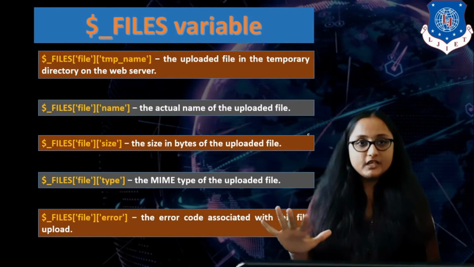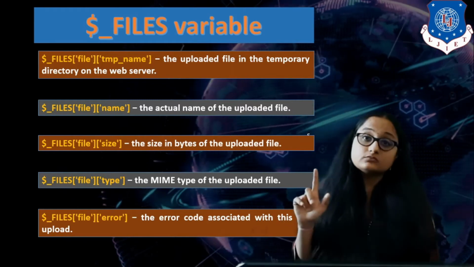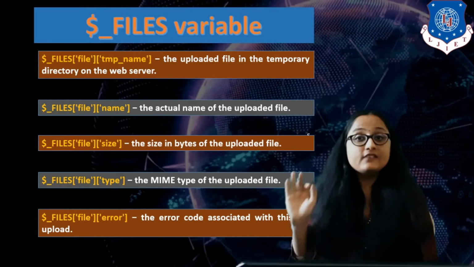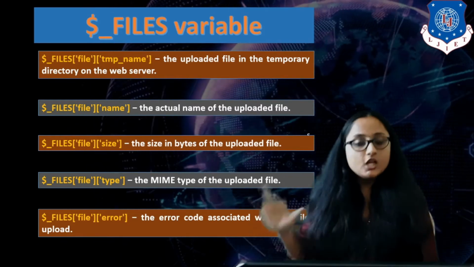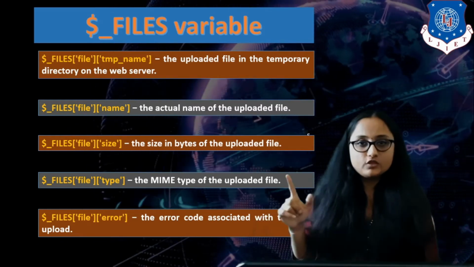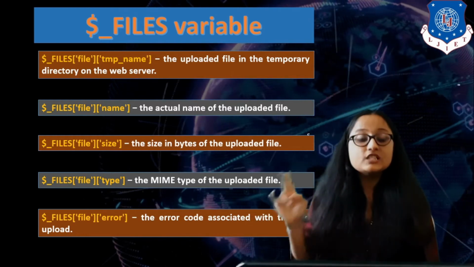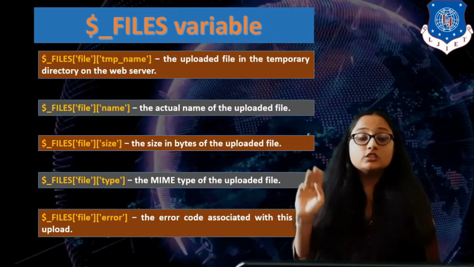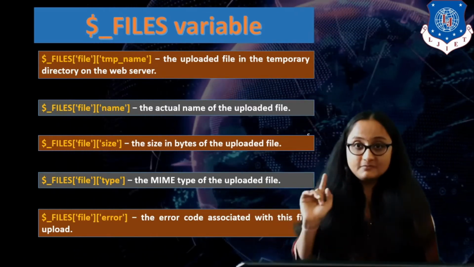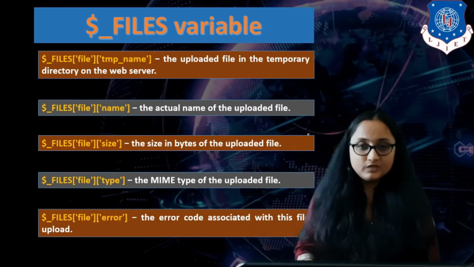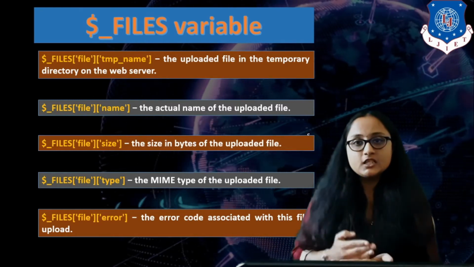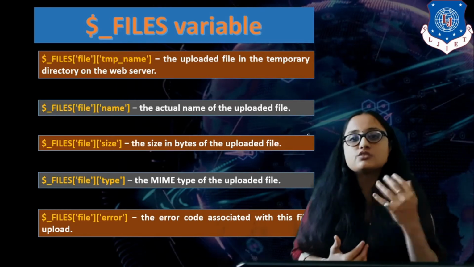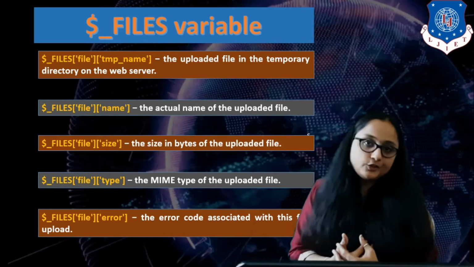So what are the 5 variables that will be created as soon as you have this input type equal to file and this name attribute value equal to file? 5 variables will be created. The first one will be temporary directory information. The second one will be the name of your actual uploaded file. The third will be the size of your file in bytes. The fourth one will be the Mime type, that is multipurpose internet mail extension. And the last is the error code associated with the file that you are trying to upload.